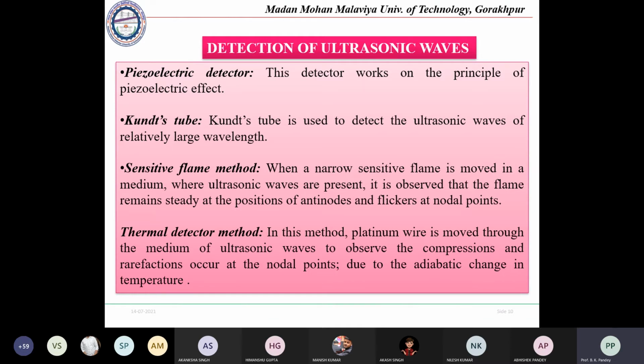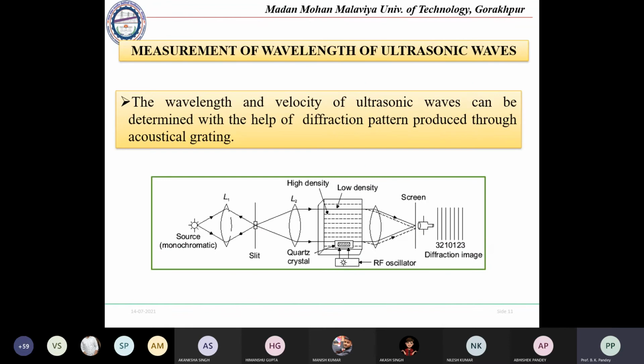Thermal detector method. In this method, platinum wire is moved through a medium of ultrasonic wave to observe the compression and rarefaction occurring at the nodal points due to the adiabatic change in the temperature. And on the basis of that change, we can detect the frequency and wavelength of that. Or if that is in the range of ultrasonic waves, then we can say that the ultrasonic waves are present here. This is a very good method to find the frequency and wavelength of the ultrasonic wave.